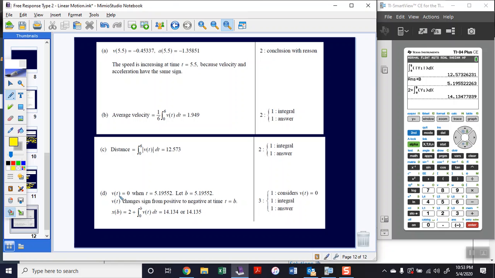D is worth 3 points, it's the most. You get 1 point if you communicate that you needed to find when the velocity was 0. Really, as soon as you write this much on your paper, even if you didn't find it correctly, you get 1 point, just for knowing that that's when the velocity could change signs. 1 point if your final calculation involves the integral of the velocity. And the third point is for the answer that includes taking that integral plus 2. So there's 3 points total.